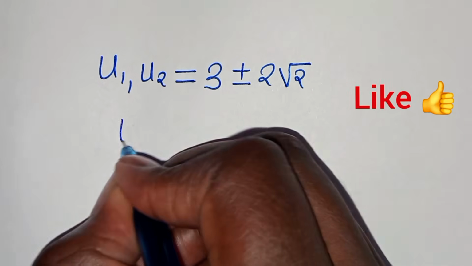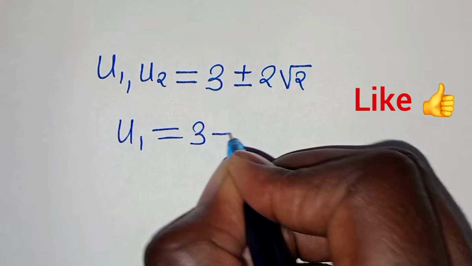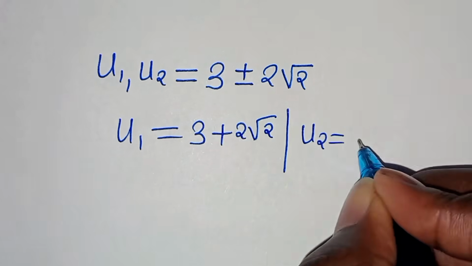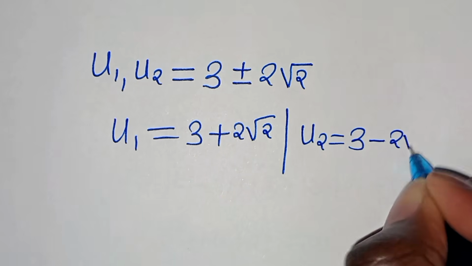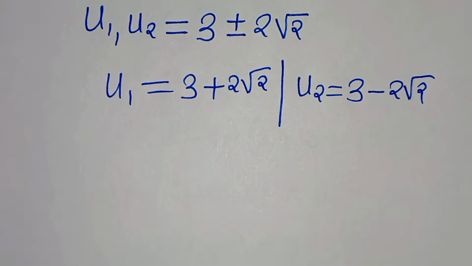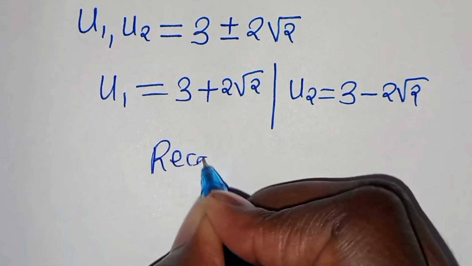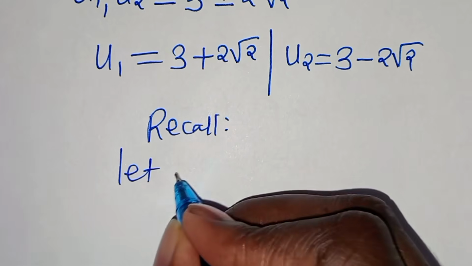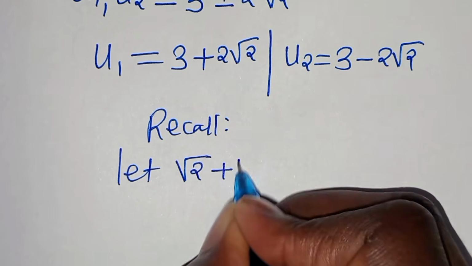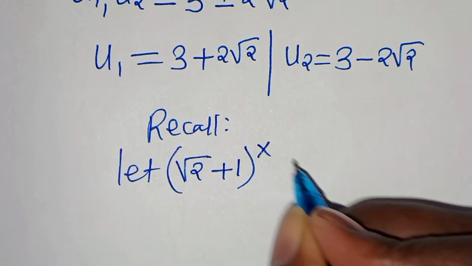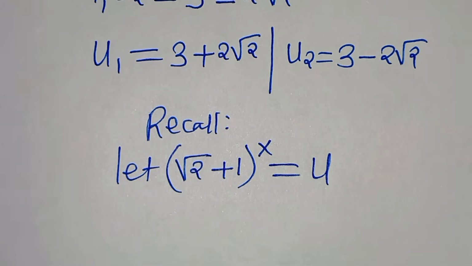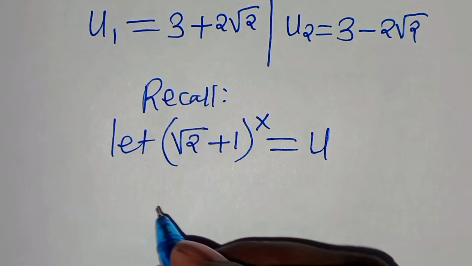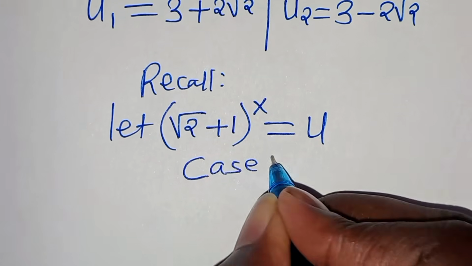Now here we have u1 is equal to 3 plus 2 square root of 2. Then we have u2, this is equal to 3, subtract 2 square root of 2. Now, if you recall, we insisted that we let square root of 2 plus 1 raised to the power of x be equal to u. Now, let's substitute u1 first, so let's call this case 1.